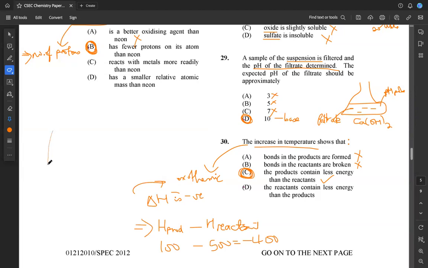From an energy profile diagram standpoint, we have our reactants down here, and then we go up, and then we come back all the way down. This is for our exothermic reaction, and this is the H of our reactants here, and then down here would be the H of our products. So the energy of our products is less than the energy of our reactants. And so that's C here.